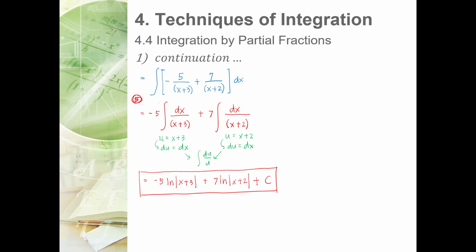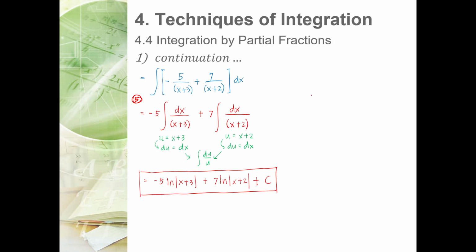Okay, so questions for the first example. Wala naman, sir. Okay, so no questions for example number 1.